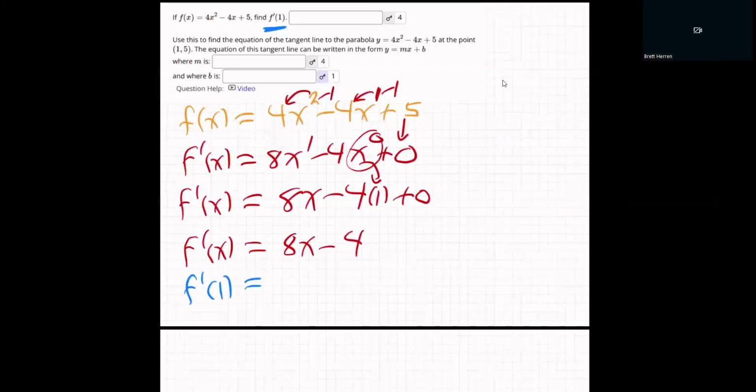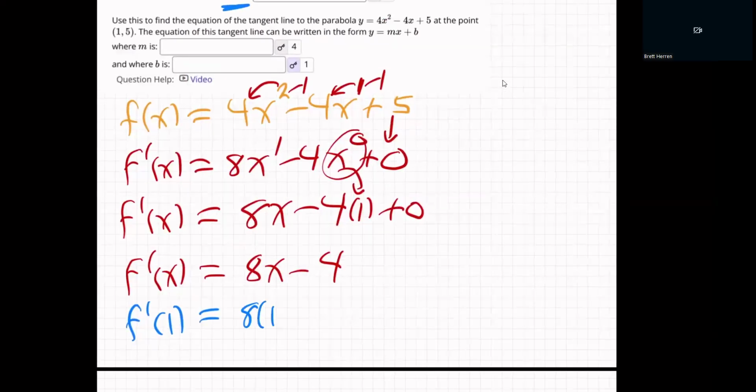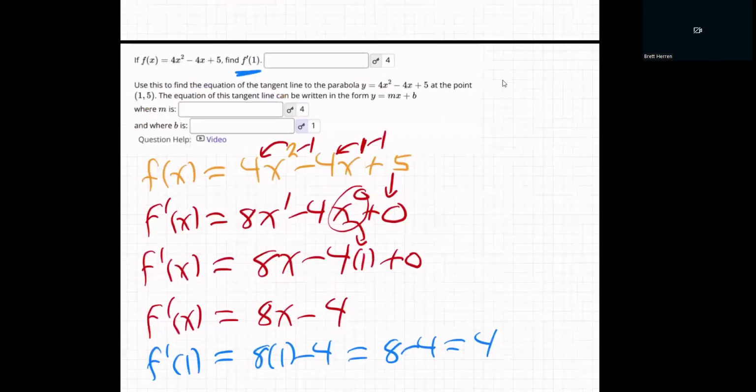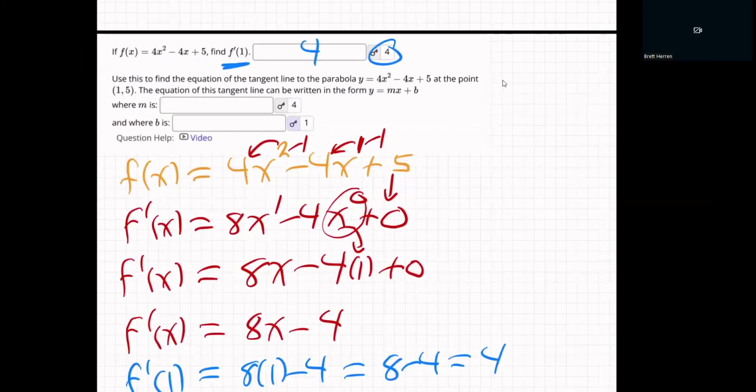And see what we get. 8 times 1 minus 4. So that is 8 minus 4. That's 4. So there's our first answer, 4, the f prime of 1. Now, it says use this to find the equation of the tangent line to that function, which is a parabola, at the point 1, 5.